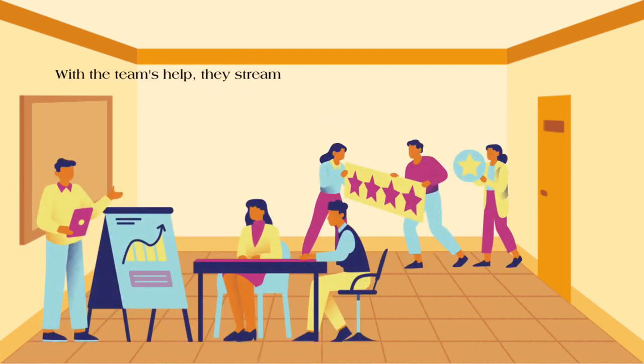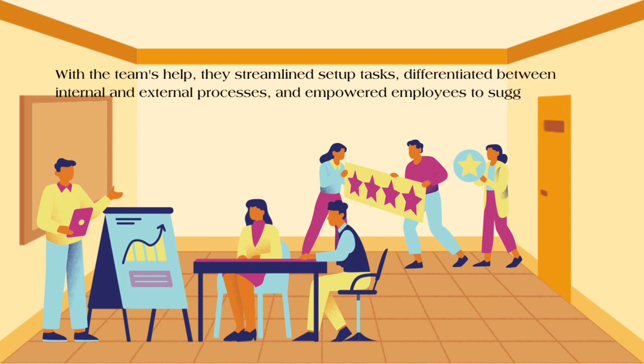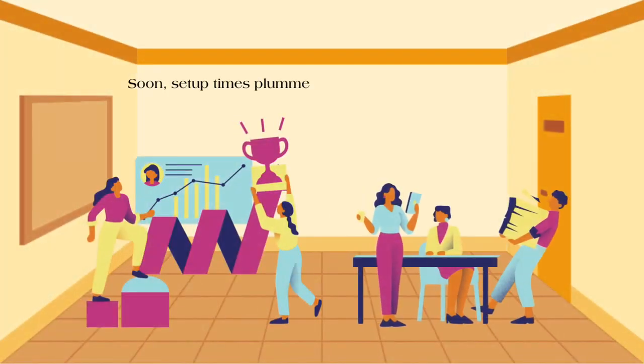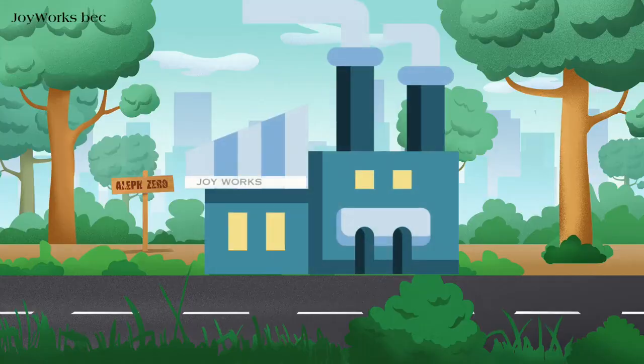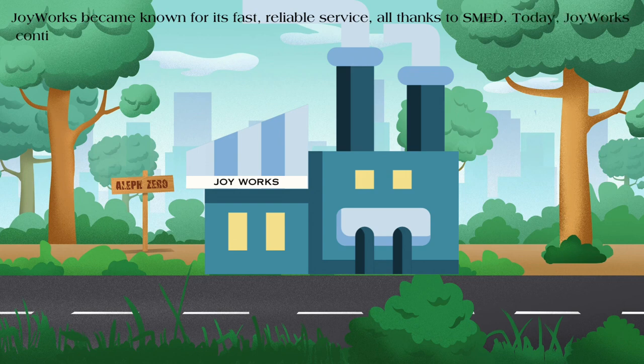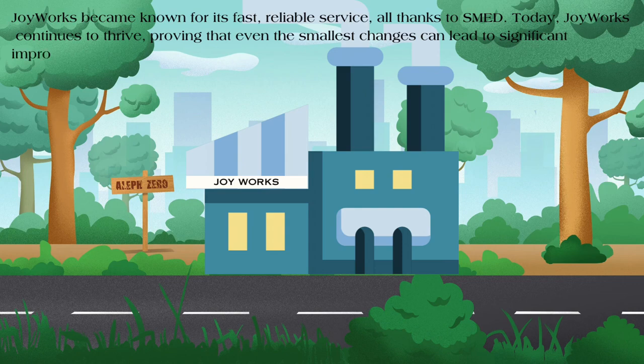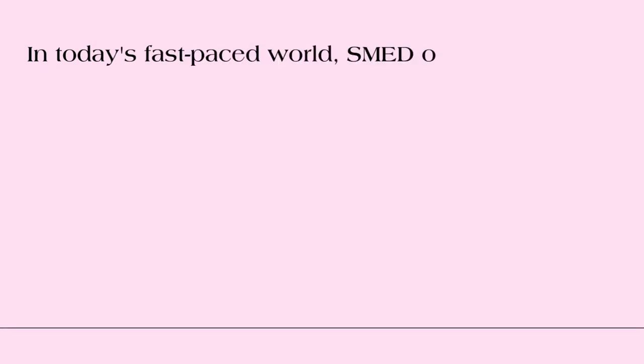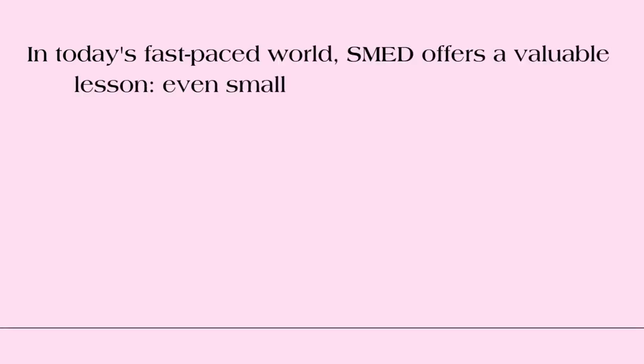With the team's help, they streamlined setup tasks, differentiated between internal and external processes, and empowered employees to suggest improvements. Soon, setup times plummeted and efficiency soared. JoyWorks became known for its fast, reliable service, all thanks to SMED. Today, JoyWorks continues to thrive, proving that even the smallest changes can lead to significant improvements in the world of manufacturing. In today's fast-paced world, SMED offers a valuable lesson.